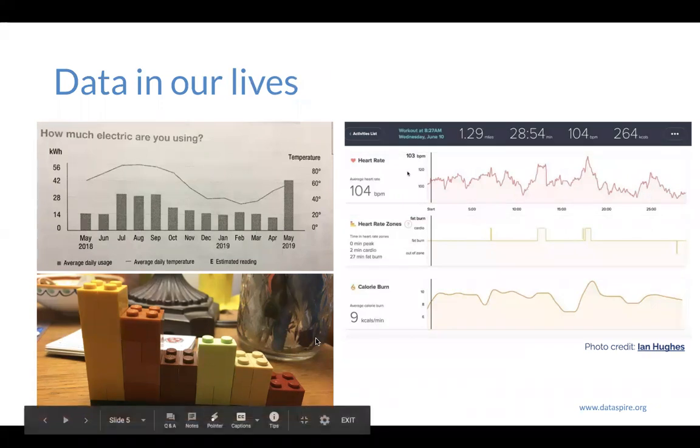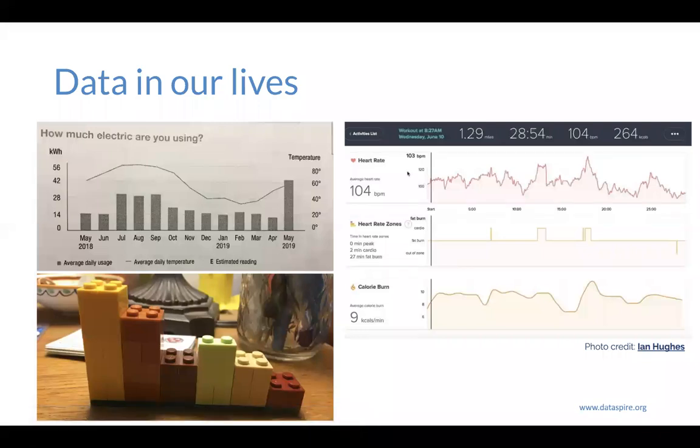The bottom is a picture of a Lego configuration that my son put together. I recognize most five-year-olds don't make bar charts or histograms with their Legos, but it's just fun. And I think part of it is like when I was five, it would never dawn on me to make, you know, to make a graph. But he at five is already making graphs and looking at data in his daycare class.